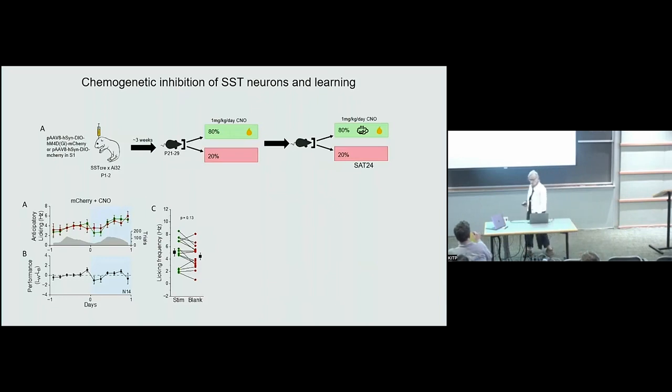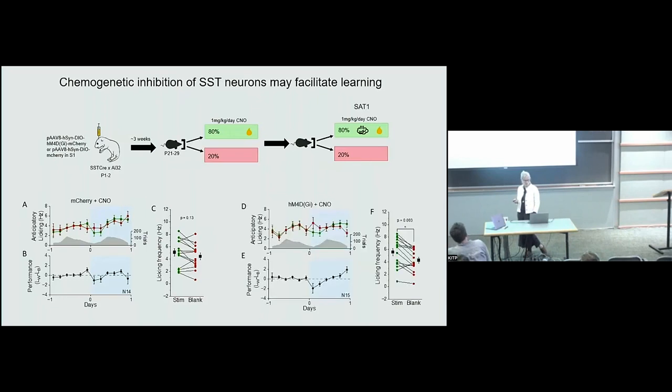But in the animals where we have chemogenetically suppressed somatostatin cell activity, we actually see reasonable learning. It looks much more like the control case. In fact, their ability to differentiate between the stimulus and the blank trials may actually be better. You can see in this case this little dip here is when the air puff is turned on.